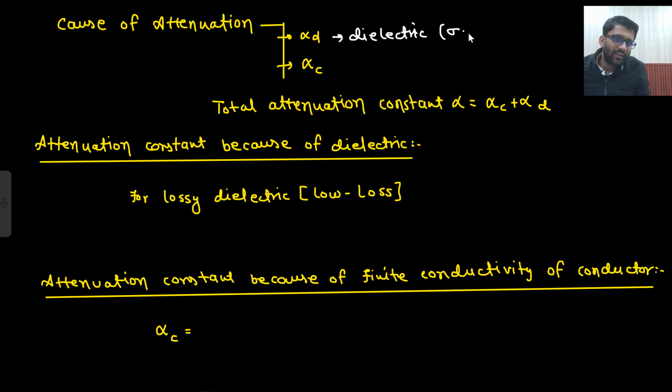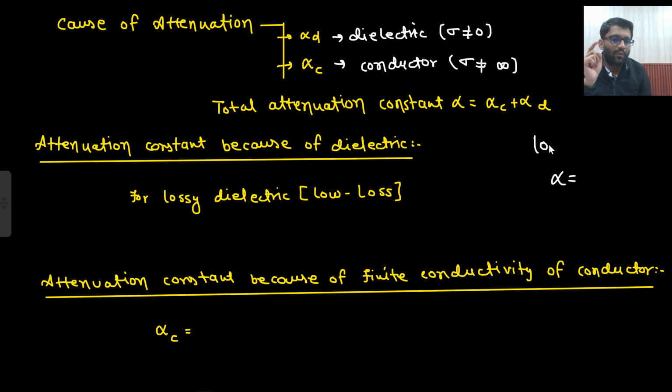Okay, because dielectric is not having sigma equals to 0, and this is because of the conductor, because it is not having sigma equals to infinity. So total attenuation will be alpha equals to alpha c plus alpha d, right? So for lossy dielectric, or I am saying for lossless dielectric, if you remember the value of alpha, do you remember the value of alpha?